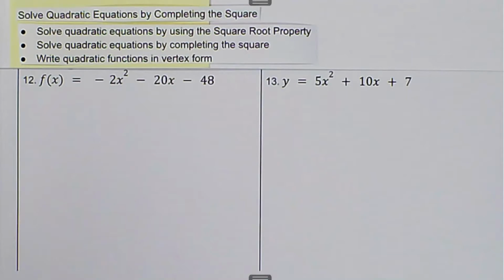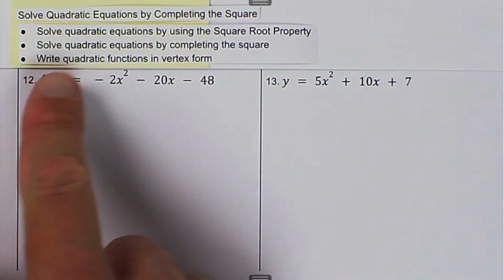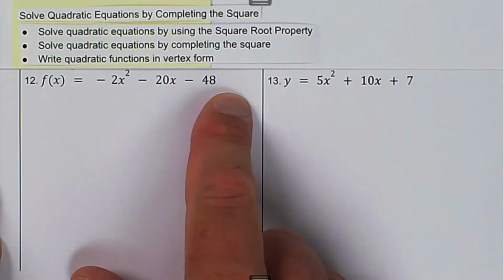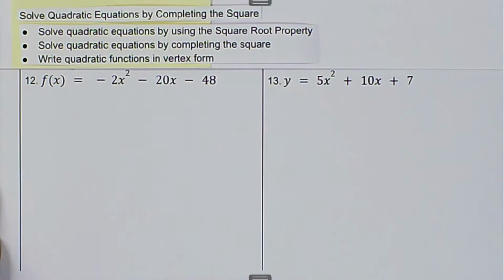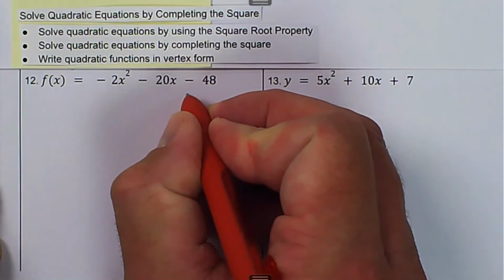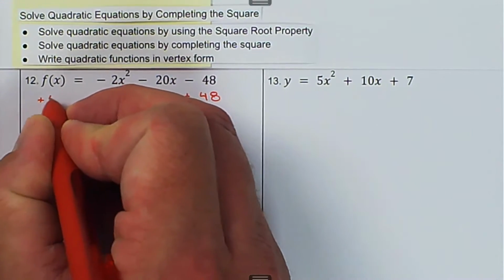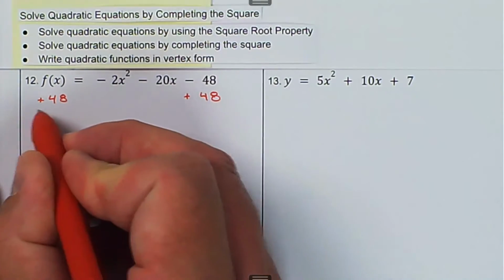We're talking about solving quadratic equations by completing the square, and we want to use that process to write quadratic functions in vertex form. So the first thing we want to do is get rid of our c value on the right-hand side of the equation. So we're going to add 48 to both sides, and we're going to assume that the left side is 0.